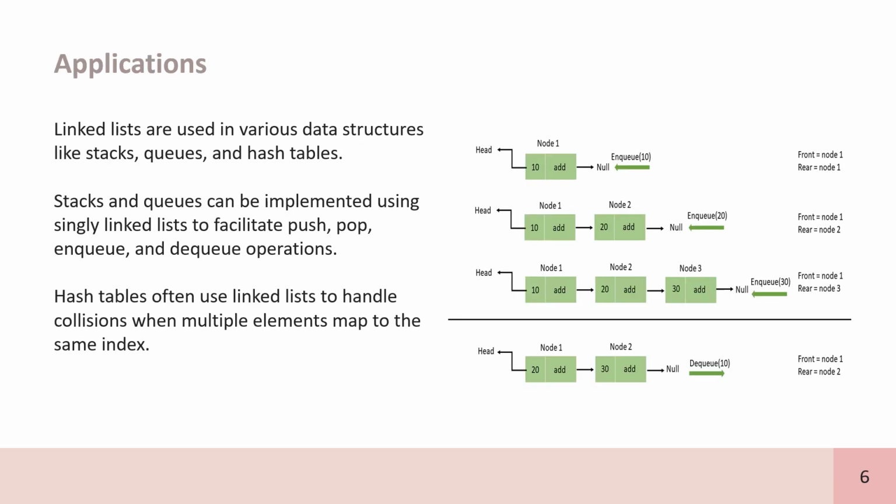Applications of a singly linked list. Linked lists are used in various data structures like stacks, queues, and hash tables. Stacks and queues can be implemented using singly linked lists to facilitate push, pop, enqueue, and dequeue operations. Hash tables often use linked lists to handle collisions when multiple elements map to the same index.